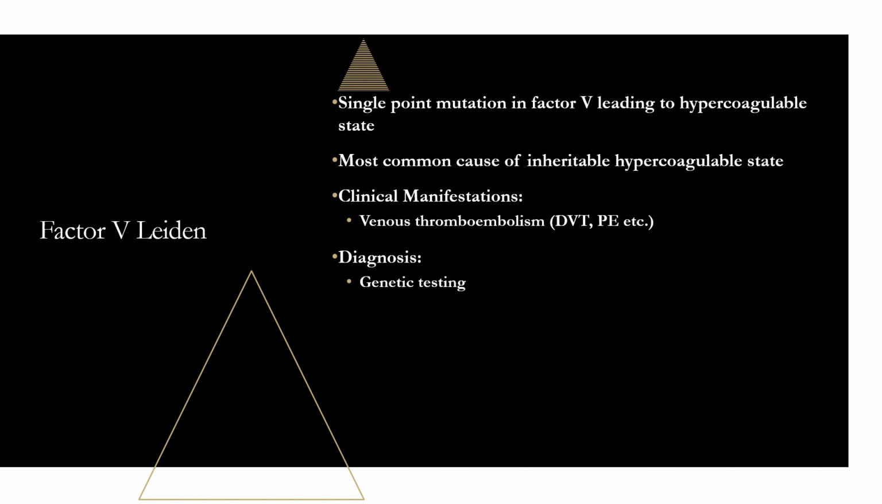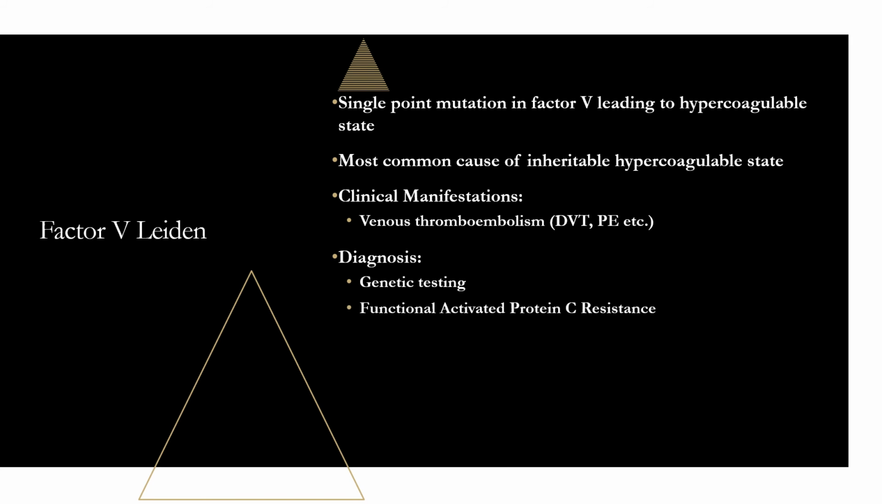Now, diagnosis: genetic testing. If you have a patient you suspect has factor V Leiden, with recurrent venous thromboembolism or a family history of recurrent venous thromboembolism, you look for that point mutation, as we discussed before, with genetic testing. You're going to look for that problem with the factor V.